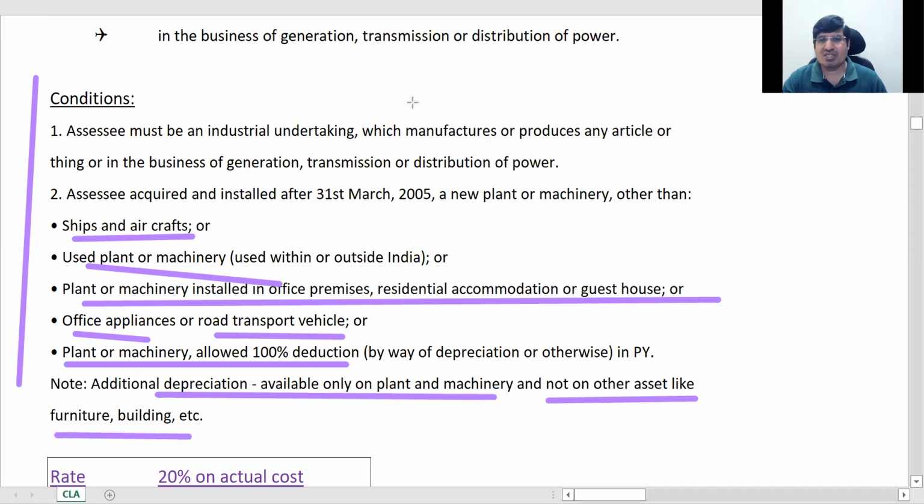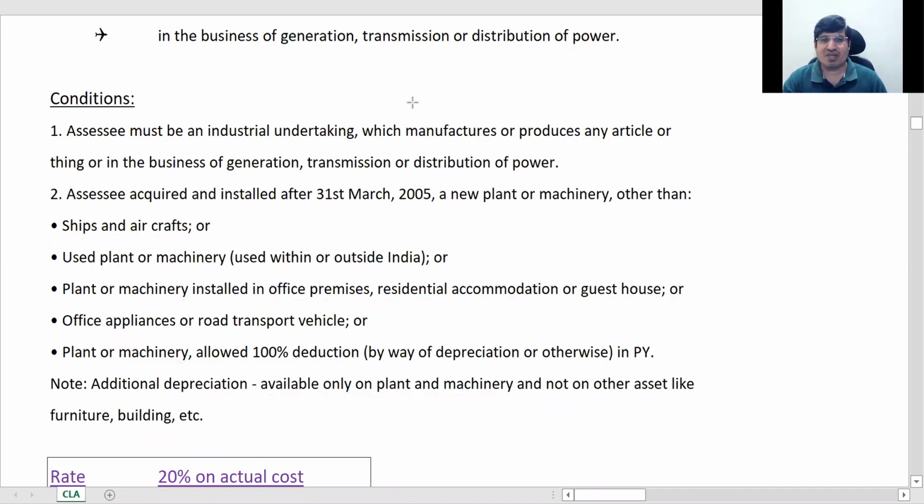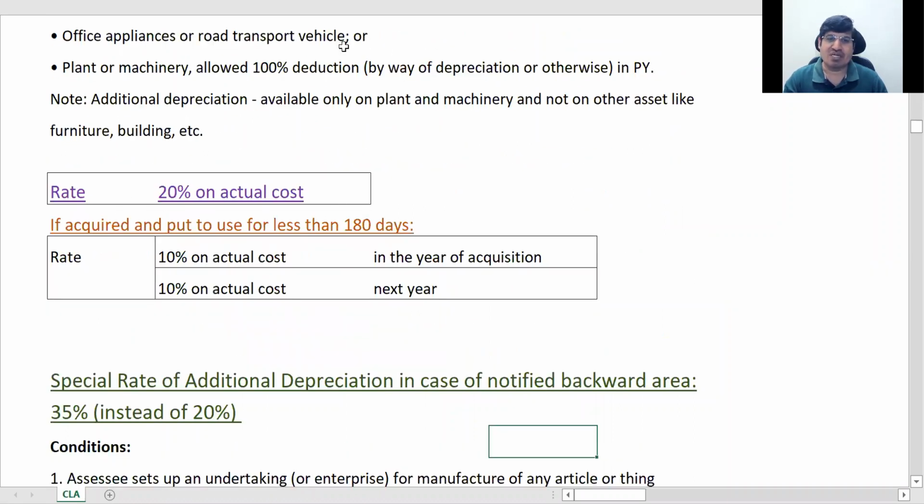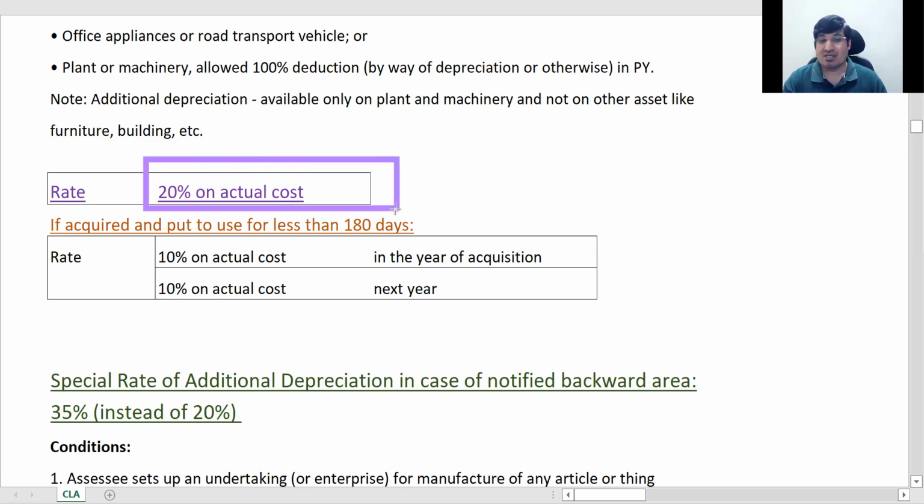Okay, now all these conditions, if they are fulfilled, okay, this acquired and installed is after 31st March 2005. If you have fulfilled, you will get 20% depreciation on actual cost. ठीक है, क्या मिल रहा है आपको? You're getting 20% depreciation in addition to your normal depreciation.